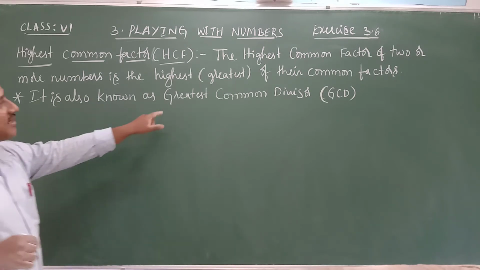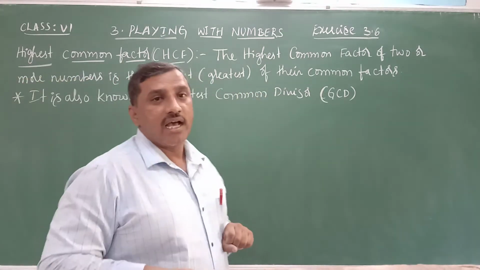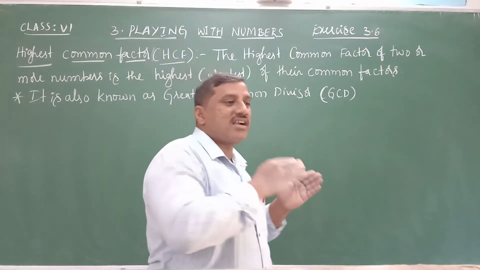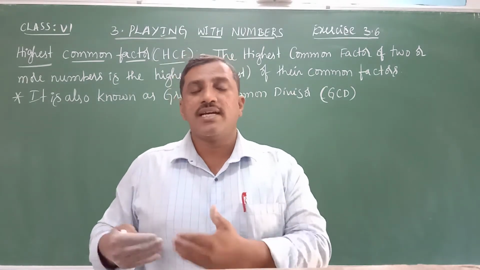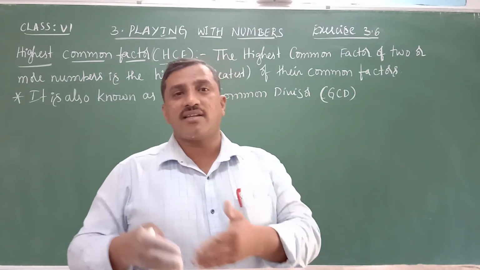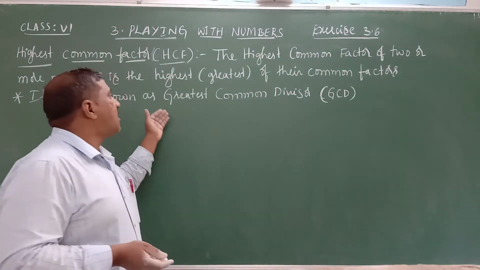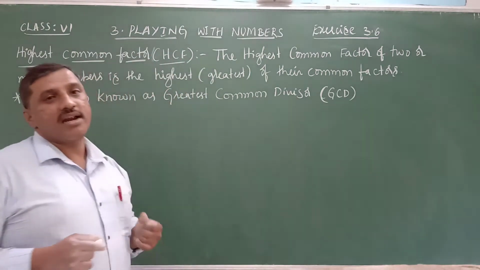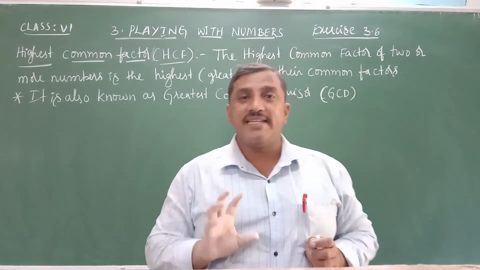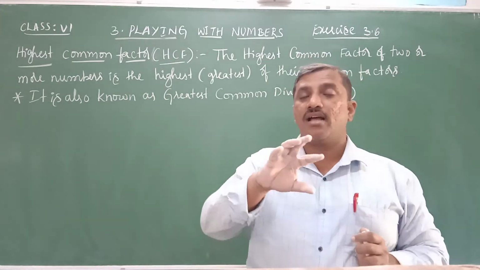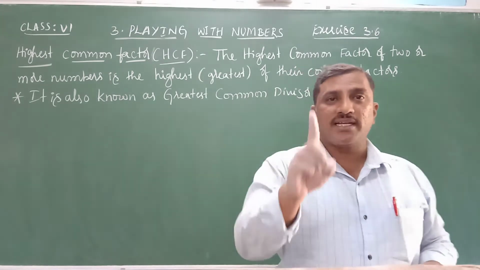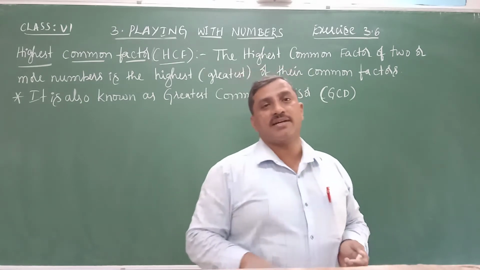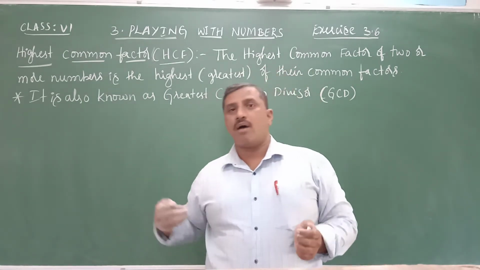It is also known as greatest common divisor or GCD. Why? A factor is also a divisor, but factors will leave remainder 0. That's why they are known as factors. Factors are also a kind of divisors. That's why GCD means greatest common divisor. Now in this class we are going to study finding the GCD or HCF by writing common factors of the given numbers if they are small. This is one method: writing the factors of all the given numbers and identifying the common factors.